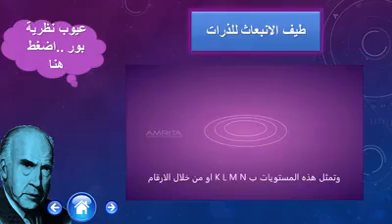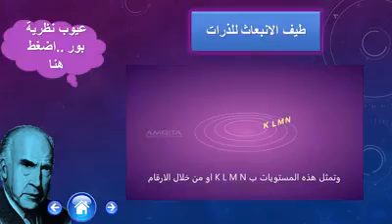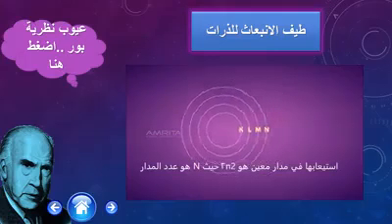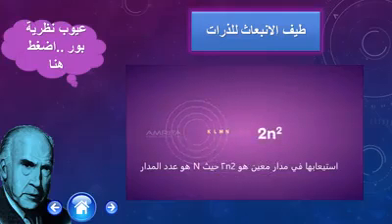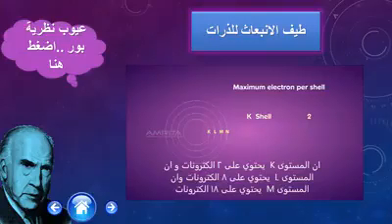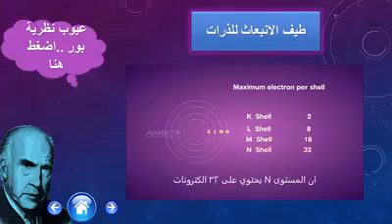These orbits or shells are represented by the letters K, L, M, N. The maximum number of electrons that can be accommodated in a particular orbit is 2n^2, where n is the number of the orbit. Thus, K shell would have 2 electrons, L shell would have 8 electrons, M shell would have 18 electrons, and N shell would have 32 electrons, and so on.